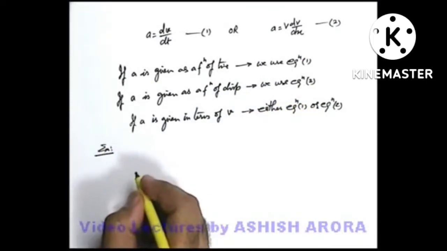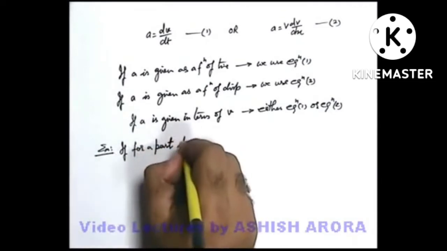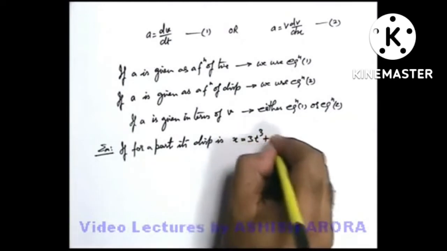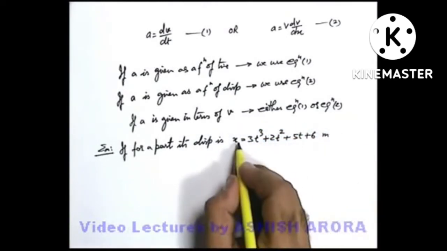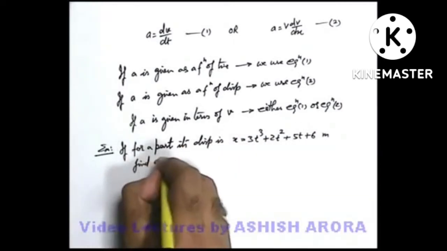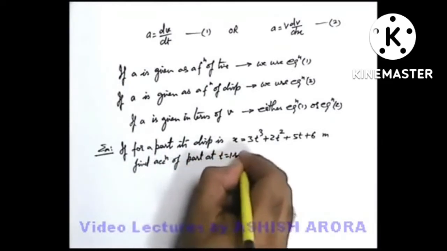Let us take up one example here. Say for a particle, its displacement is x equals 3t cube plus 2t square plus 5t plus 6 meters. Here you can see the displacement is given as a function of time, and say we are required to find the acceleration of the particle at t equal to 1 second.